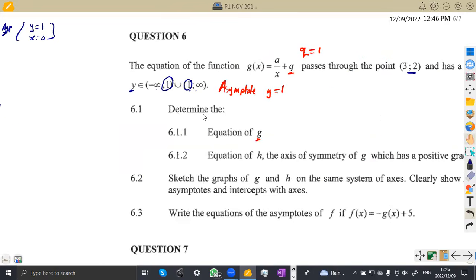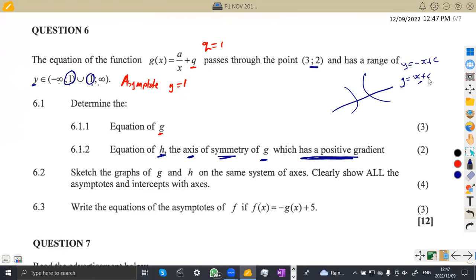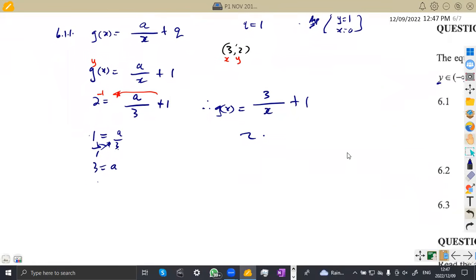The other part of the question: determine the equation of h. Take note, we are dealing with h, the axis of symmetry of g, which has a positive gradient. Remember, if you are dealing with a hyperbola, you'll have something like this, and there will be the axis of symmetry. The one with the positive gradient, we see it from the x. Remember, from y is equal to mx plus c, here it will be y is equal to x plus c. It's either y is equal to minus x plus c or y is equal to x plus c, as long as you are dealing with the axis of symmetry. So don't worry about the mx plus c, there's nothing like that. We're just writing it directly as it is.